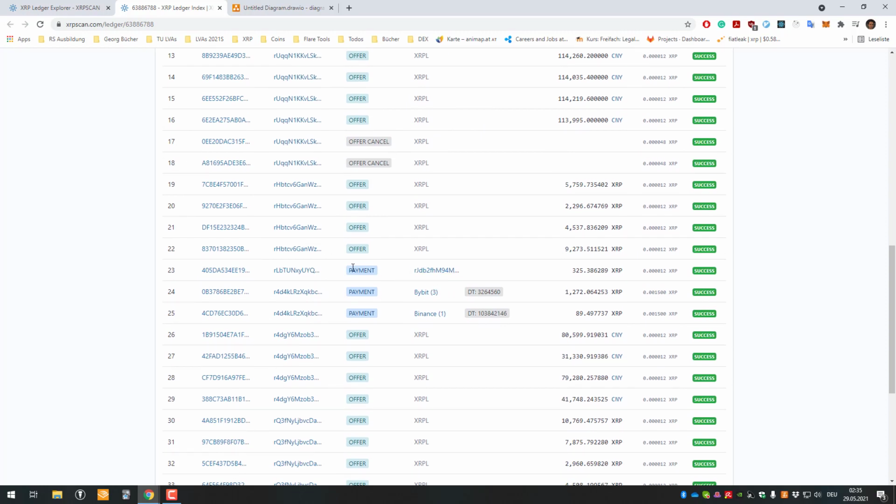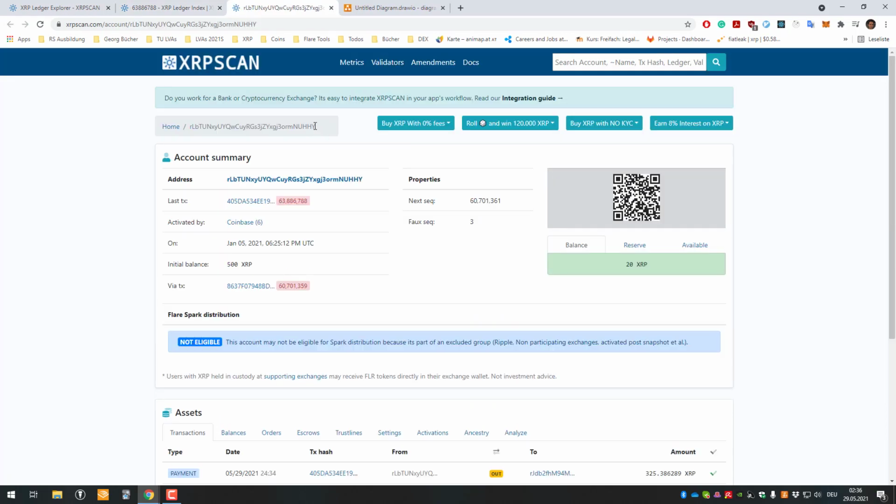But let's also look at another transaction, for example this one here. We can see that an unknown address, just an XRP address, is sending XRP to another address. The person was sending 325 XRP and 386,289 drops. And we can just left click on the addresses.